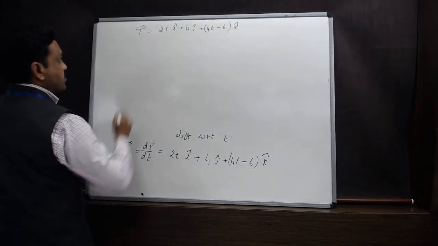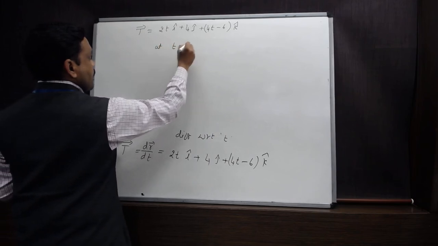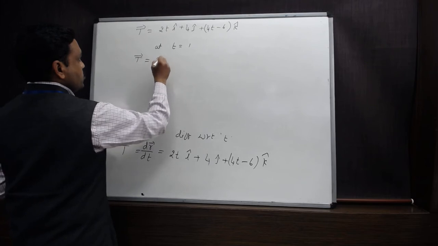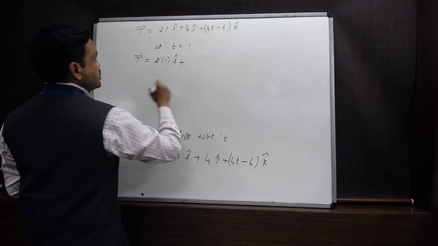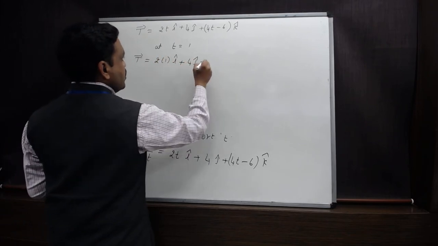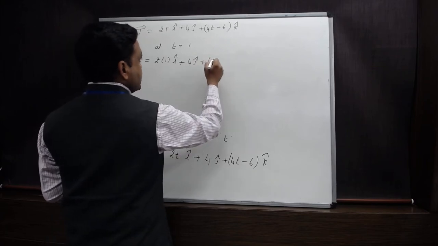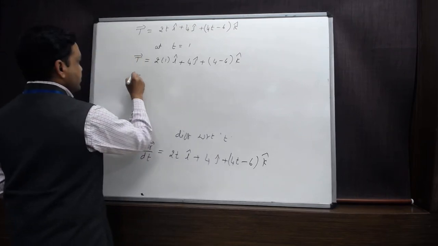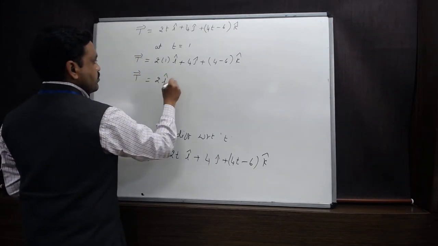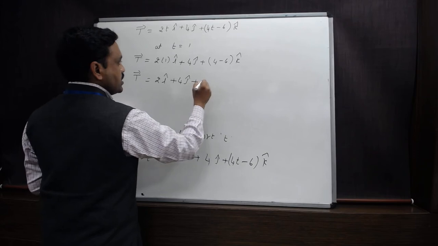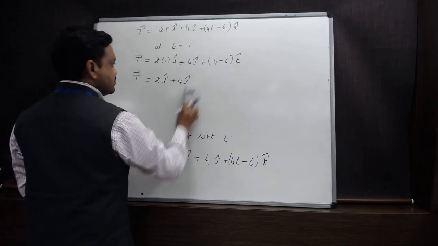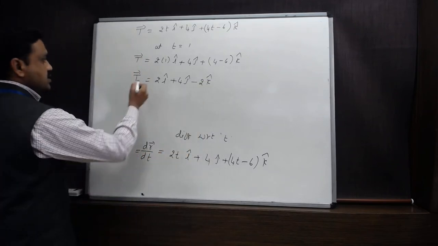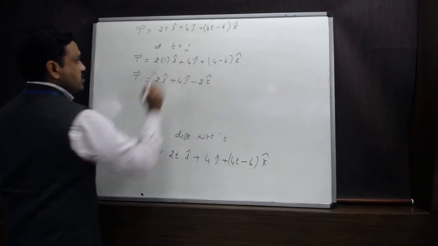Small t equals 1. At t equals 1, capital T equals 2 into 1 i cap plus 4 j cap plus 4 into 1, that is 4 minus 6 k cap. So T equals 2 i cap plus 4 j cap plus, 4 minus 6 is minus 2 k cap. So this is a tangent vector at t equals 1.